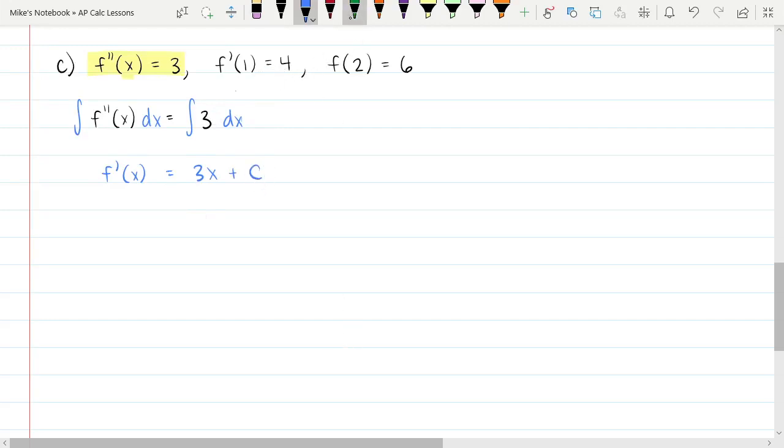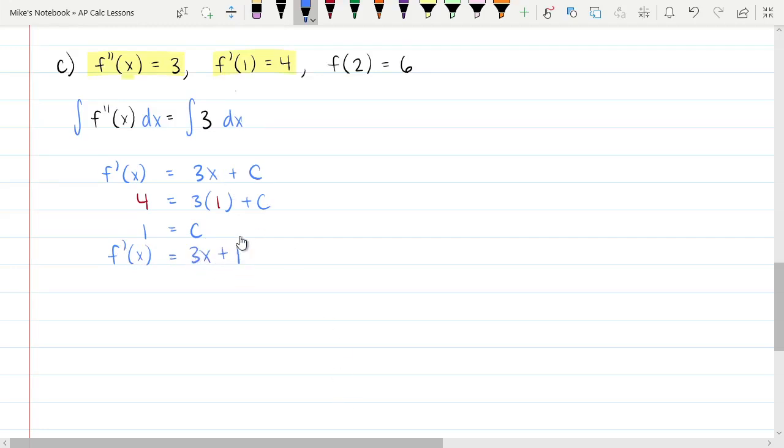So now we can take this initial condition that we know, and remember, we know that when x is 1, f prime is 4. So when x is 1, f prime is 4. So 3 times 1 is 3, subtract that from both sides, and we get that c equals 1. So now we get f prime of x equals 3x plus 1.